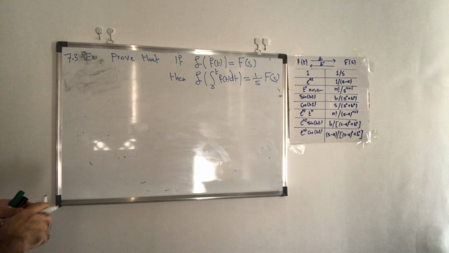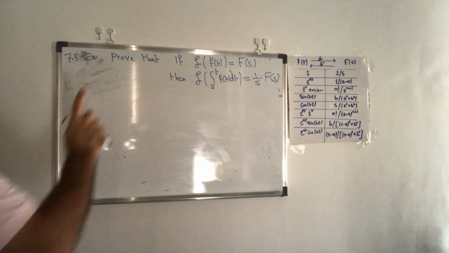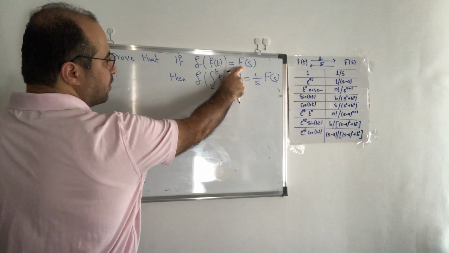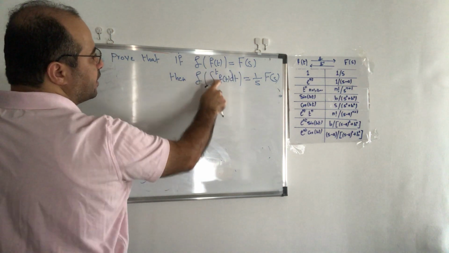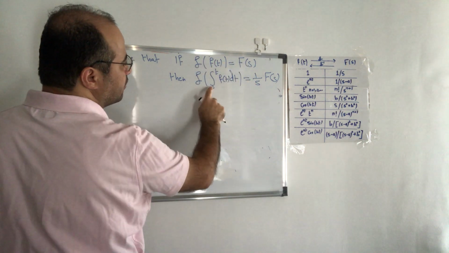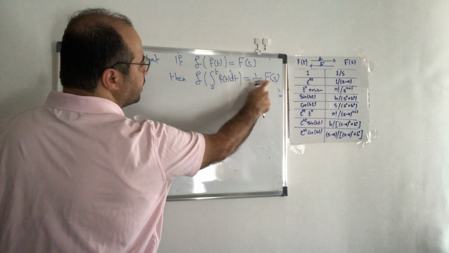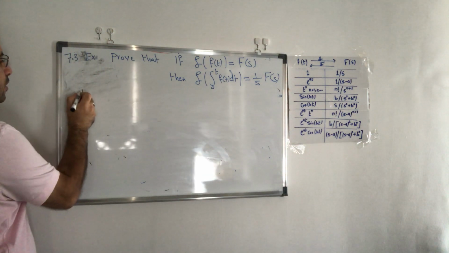Okay, good morning everyone. Last time we reached the proof of this theorem, which is: if you have a function that you know the Laplace transform for, then if you integrate that function, what will happen to its Laplace transform? It says that if you integrate the function, it is the same as dividing its Laplace transform by s. Let me show you the proof.